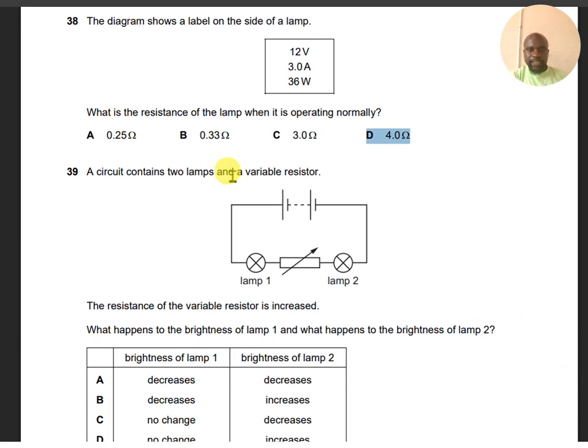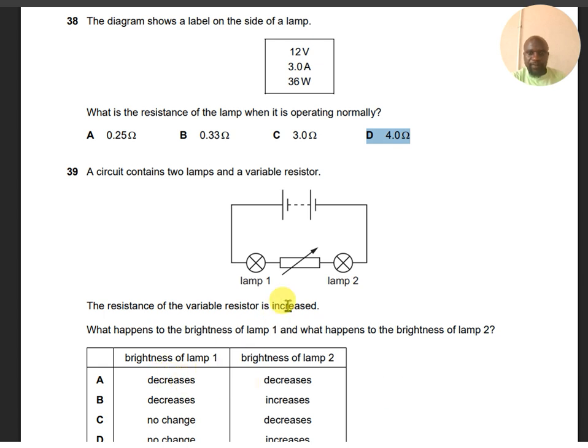a circuit contains two lamps and a variable resistor. Lamp 1, lamp 2 and a variable resistor. The resistance of the variable resistor is increased. What happens to the brightness of lamp 1 and what happens to the brightness of lamp 2? Lamp 1 is before the resistor and lamp 2 is only after the resistor. So let us check on number 39.